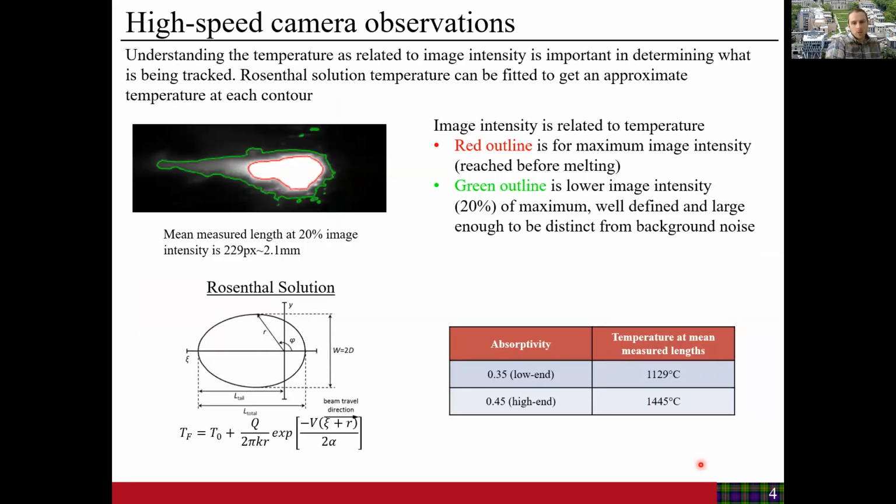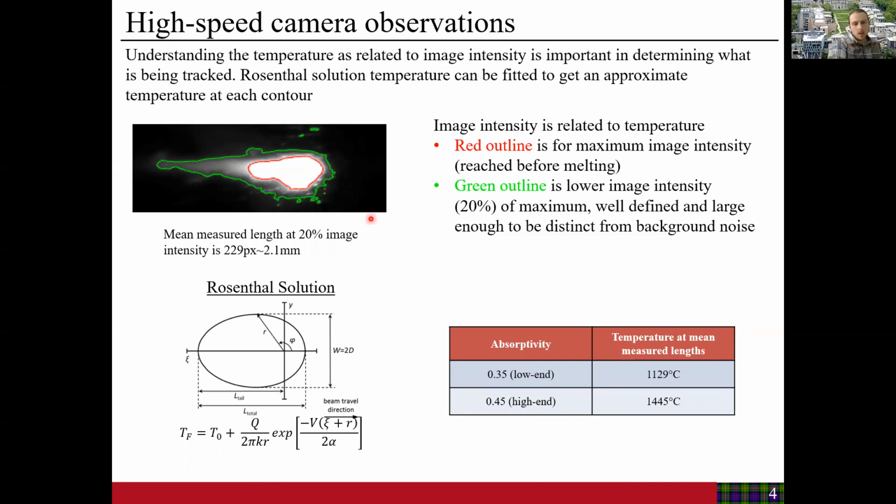So to understand the temperatures we're seeing in our high-speed videos, what we've done is we've correlated lengths of image intensity contours to those of temperature contours you'd get for the Rosenthal solution for a moving point heat source. That red outline there is the maximum image intensity threshold, so that's the approximate melt pool shape. And then this green contour here is a 20% image intensity contour, and we'll use this later on as a threshold for spatter particles.